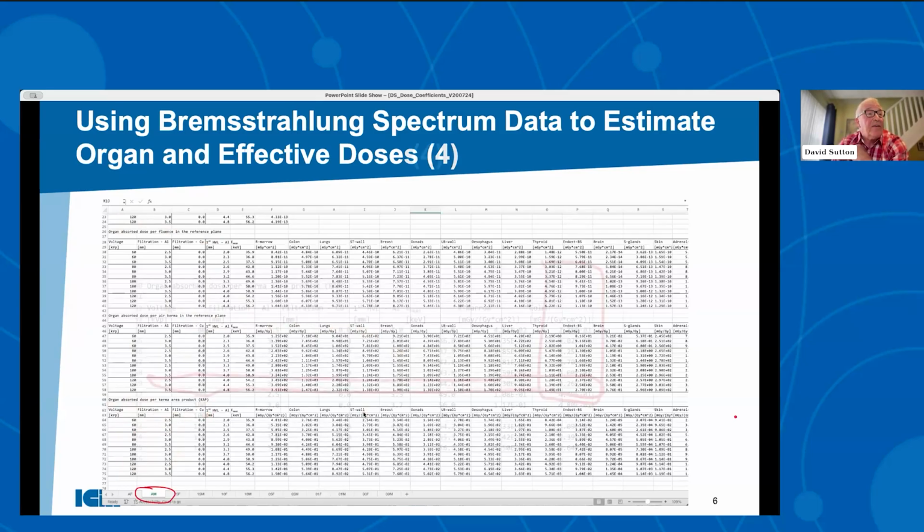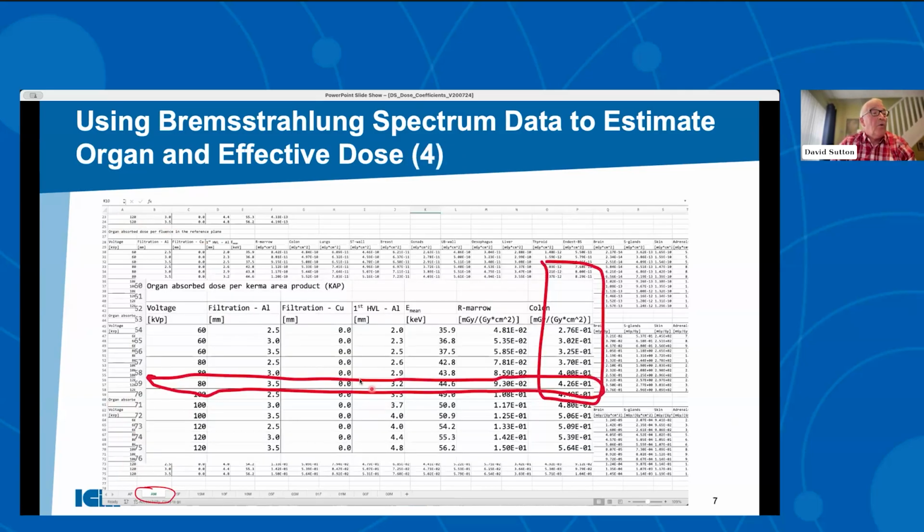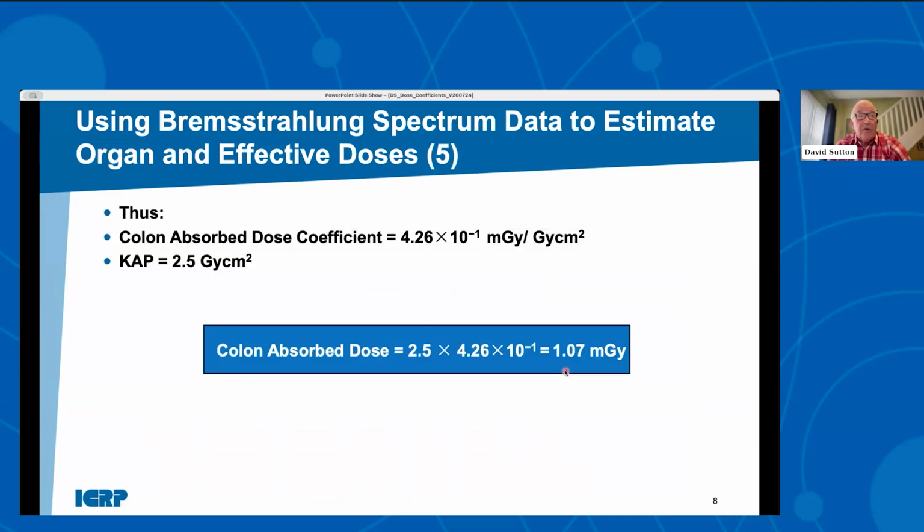I'll just magnify it up a little bit to show you the area we're interested in, which is the organ absorbed dose per kerma area product. We're interested in 80 kV, 3.5 millimeters of aluminium, and we're looking at the colon. This shows us quite simply that the dose coefficient here is 0.426 milligray per gray centimeter squared. So to calculate the colon absorbed dose, you multiply these two together, KAP and the dose coefficient, and we get an absorbed dose of 1.07 milligray. So that's pretty straightforward.